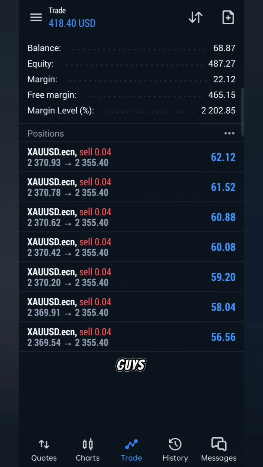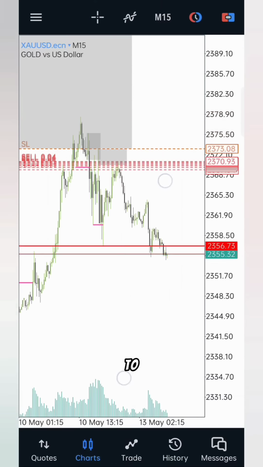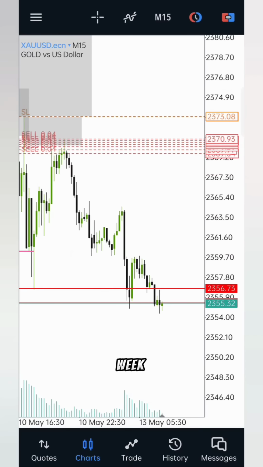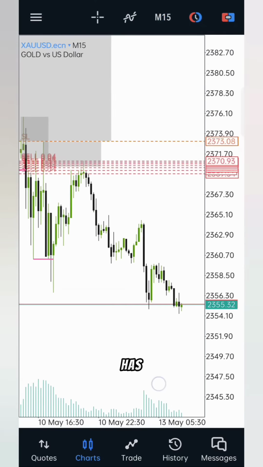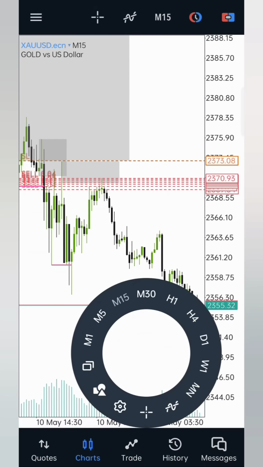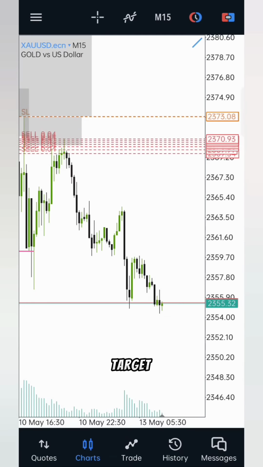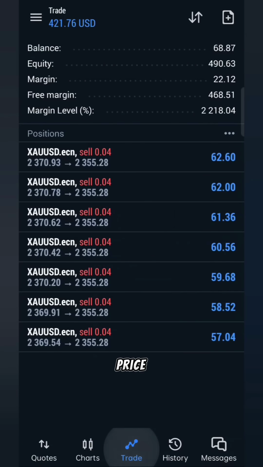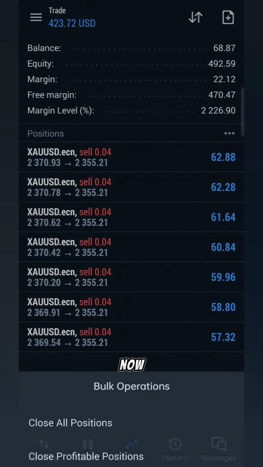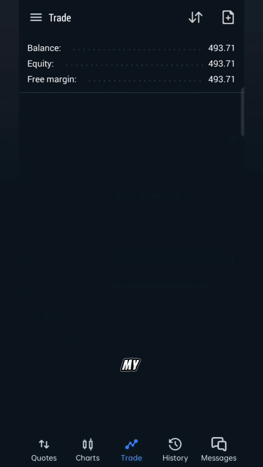The next day. Guys, I took these positions on the last day of the week, and waited for the following week to start, and today is the first day of this week. As you can see, the price has moved to the profit target zone. So, which one indicates a profit target zone? The most recent lower low is our profit target zone. And I closed all of my positions when the price reached its most recent low. Now, after closing all my trades, my account has reached $493.